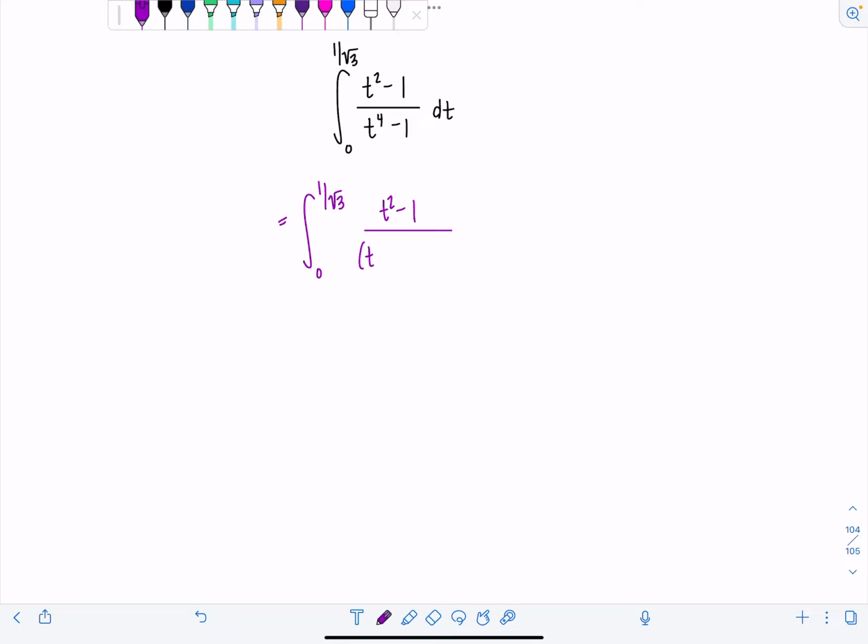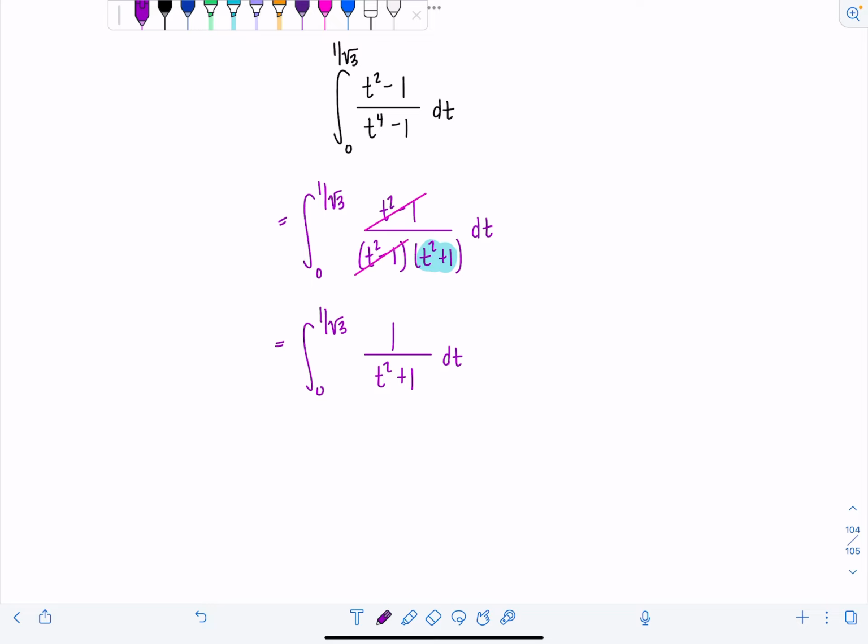T to the fourth minus 1 factors into t squared minus 1 over t squared plus 1 dt. So yes, there was no need to factor the numerator. It's just going to cancel with t squared minus 1 in the denominator. Remember, t squared plus 1, that's prime. Sum of squares is prime. Okay, so now we have the integral from 0 to 1 over rad 3 of 1 over t squared plus 1 dt.